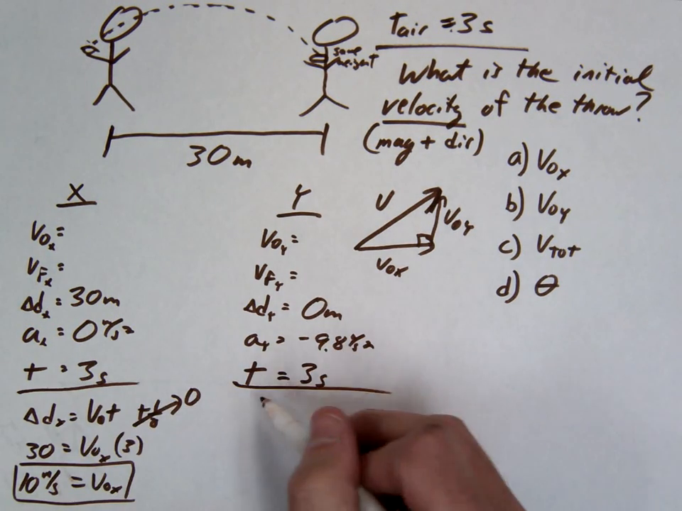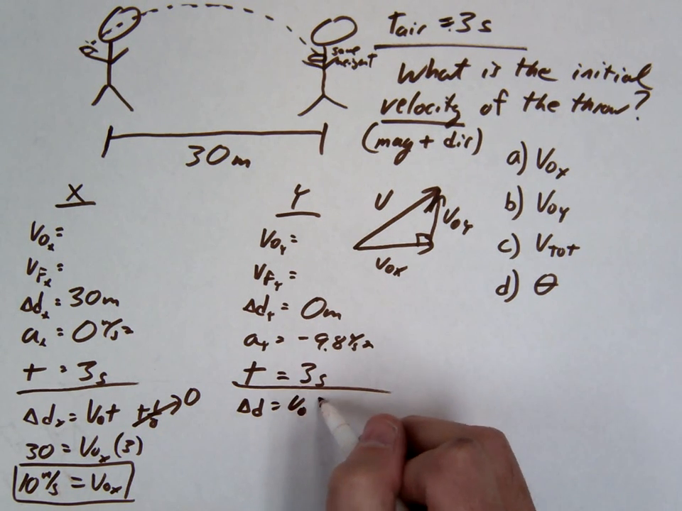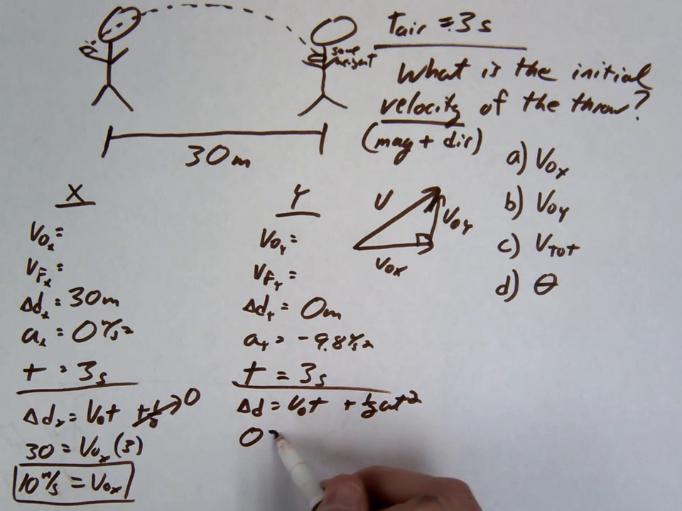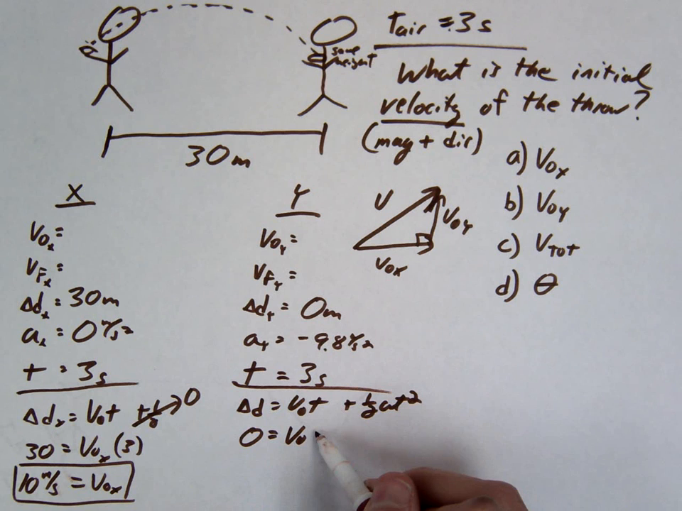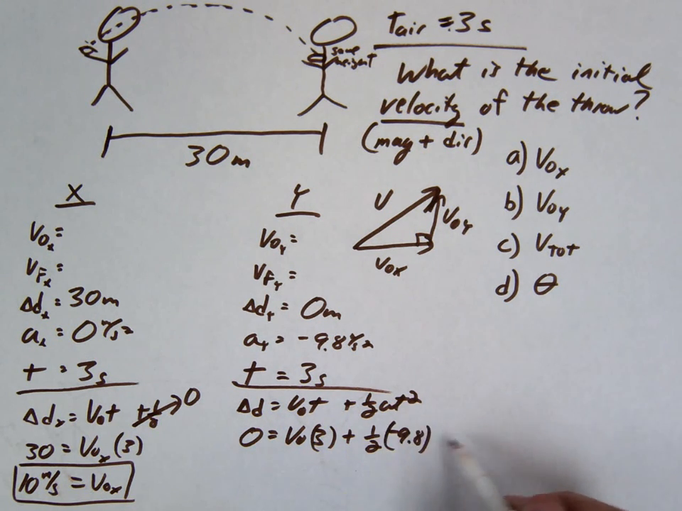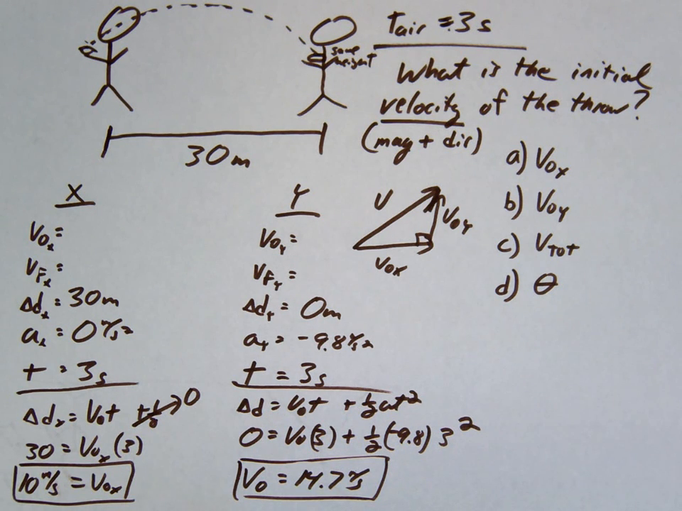Are we going to be using the same equation? Looks like it. So delta D equals v initial t plus 1/2 a t squared. Delta D is 0. v initial y times 3 plus 1/2 times negative 9.8 times 3 squared. Okay, do the algebra. What do we get for v initial y? Okay, 14.7.